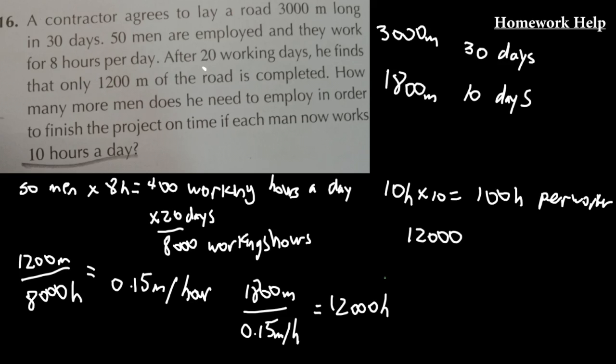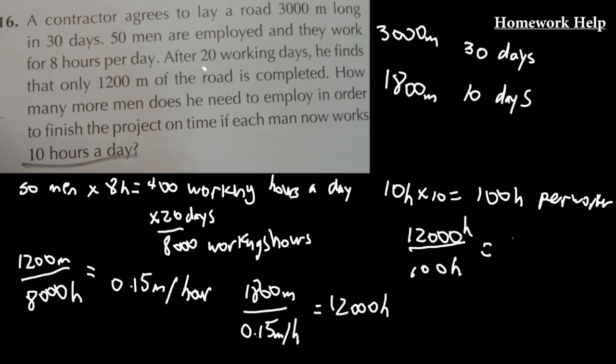And if every worker can work for 10 hours now, great. This means they're also working for the next 10 days. So 10 hours times 10 days means that every worker can work 100 hours in those 10 days. So now you need to determine how many workers you need. So 12,000 hours needed divided by 100 hours per worker. And by doing this, you will get 120 workers needed.